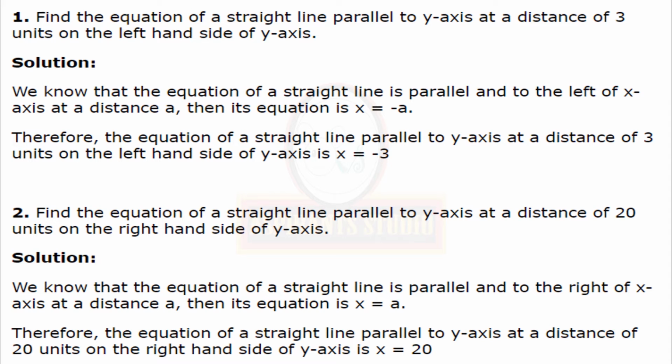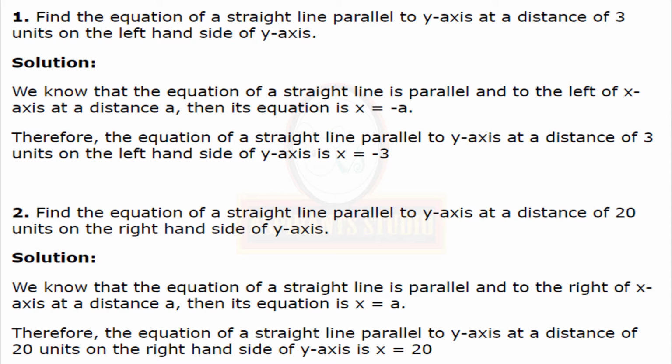Find the equation of the straight line parallel to y-axis at a distance of 3 units on the left hand side of y-axis. You have to find the equation of the straight line parallel to y-axis. So x is equal to a constant, and here at a distance of 3 units on the left hand side of y-axis, so it becomes x is equal to minus a. Therefore, the equation of a straight line parallel to y-axis at a distance of 3 units on the left hand side of y-axis is x is equal to minus 3.